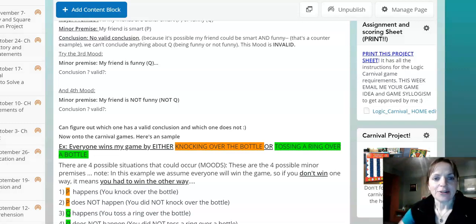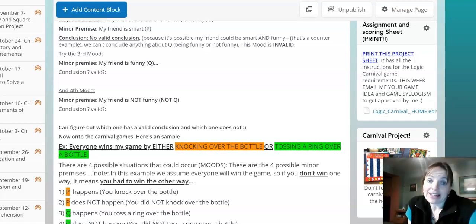But let's just continue. So we were talking about that third mood. My friend is funny. Q happened. Can we tell whether P, whether she's smart or not? And again, we would say invalid. She could be both. She could just be funny. So we can't tell P or not P.